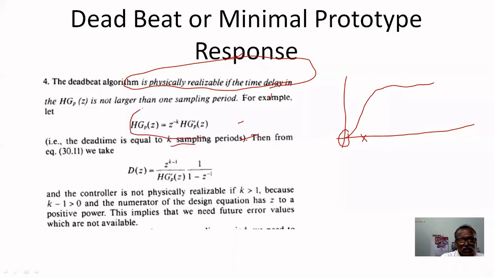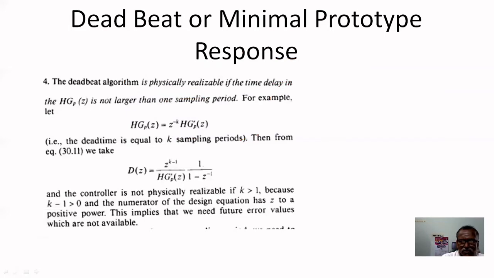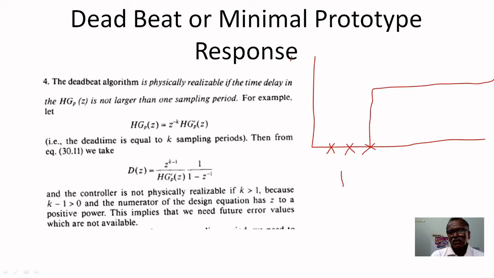If the dead time is more than this, what will we do? Suppose the dead time in the process is larger than the sampling period, here dead time is two sampling periods. Therefore, we cannot expect the response within those two sampling periods. That's why we can expect it only from the third sampling instant. That's why k equal to 2 in this case. The system has a dead time of 2 and we have to give at least one sampling period for the design of deadbeat. So totally 3 sampling periods.